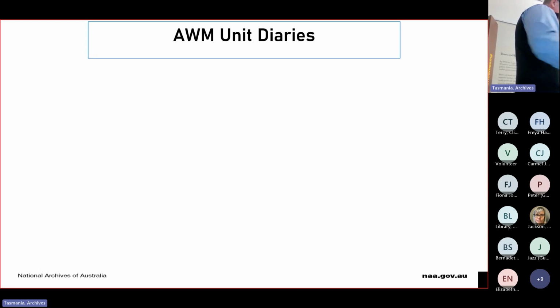The other information you need to find the correct diary entry is the unit that the soldier belonged to, and that can be found on the National Archives service record. And of course, the majority of soldiers were in an infantry battalion. So in Lionel's case, it was the 38th Battalion.